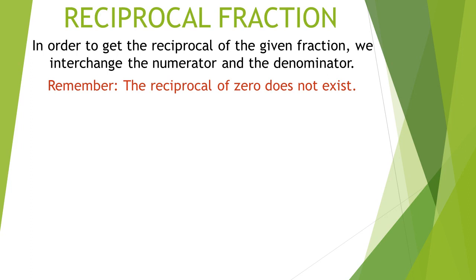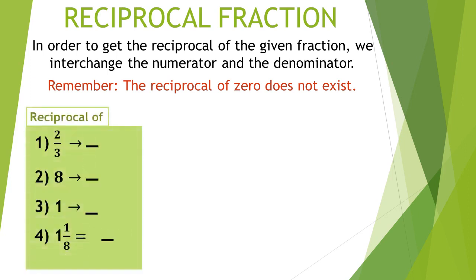Remember, the reciprocal of 0 does not exist. Let's solve some examples. Question number 1. 2 upon 3. Reciprocal means interchange the numerator and the denominator. So the answer is 3 upon 2. Means the reciprocal of 2 upon 3 is 3 upon 2.